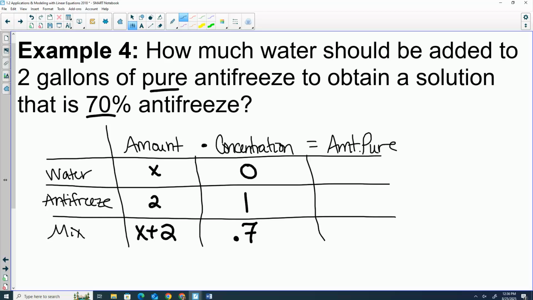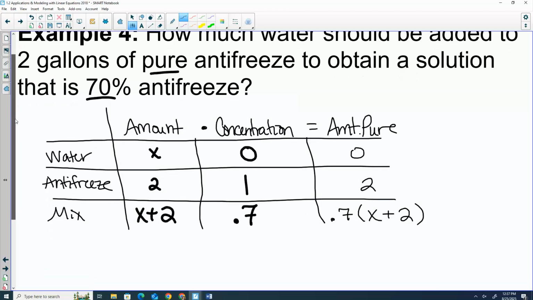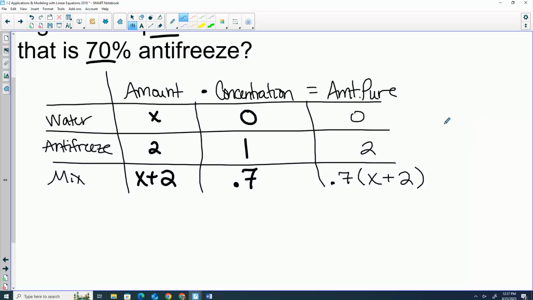Now we have actually done all the hard work at this point. My final column was the equation: amount times concentration. So what's X times 0? What's 2 times 1? And you could go ahead and multiply this out. I'm just going to write it here, so if you look back at your notes, you know what we did. We're going to take 0.7 times the X plus 2. So this is my amount of pure antifreeze.